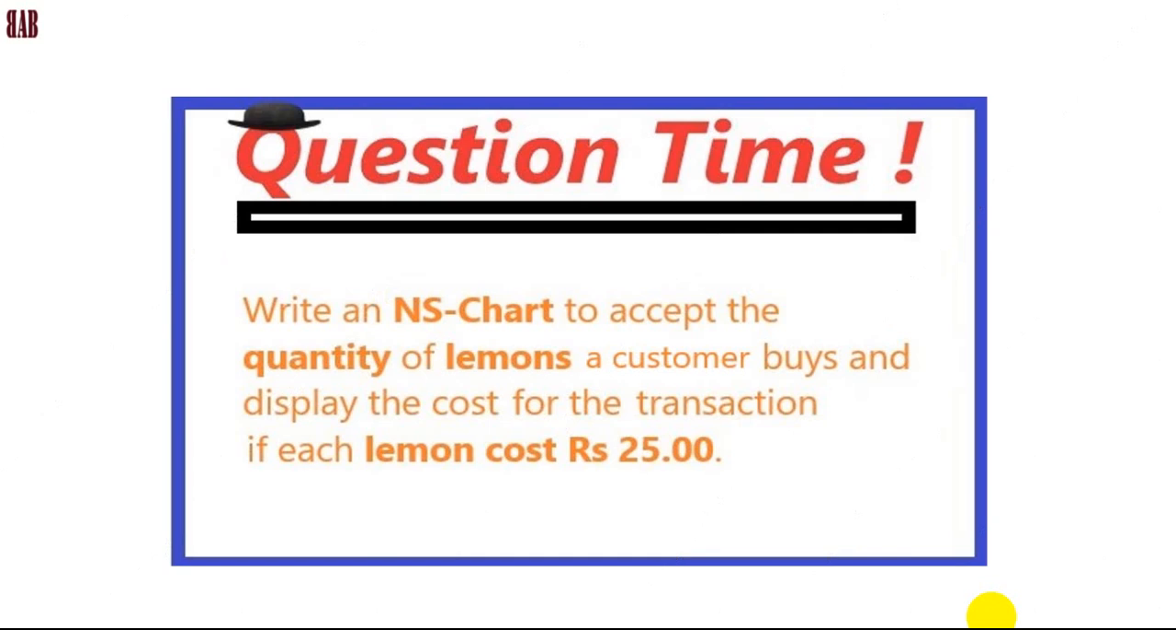So basically, the cost of the item, which is lemon, is already provided, so we don't need to ask the user for that. The only thing we need to know is how much quantity we are going to accept, right? So let's go ahead and see this.